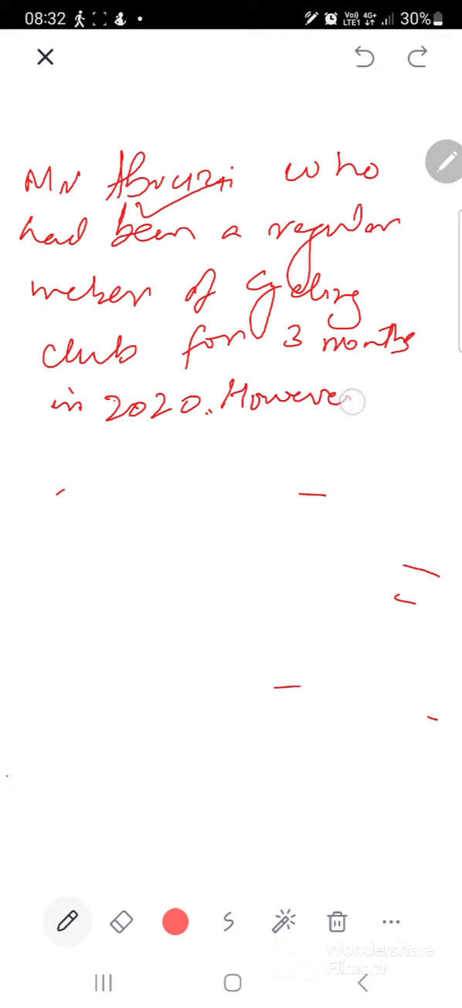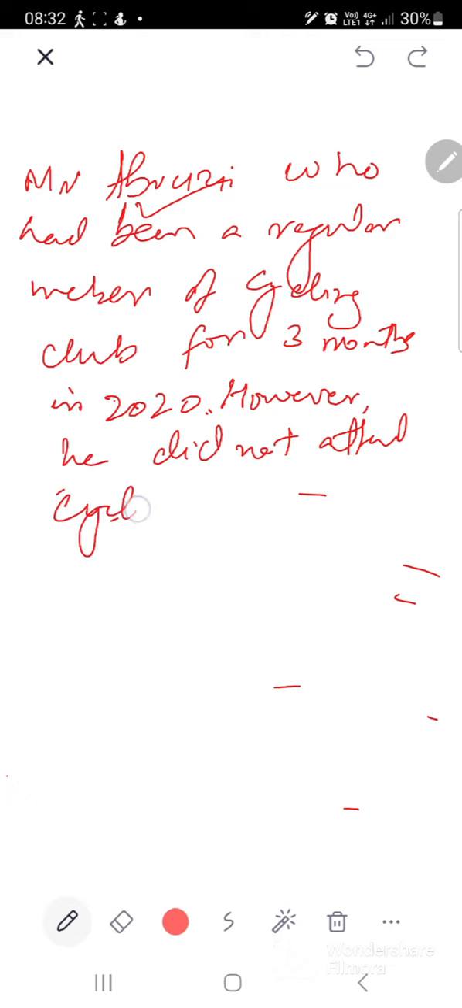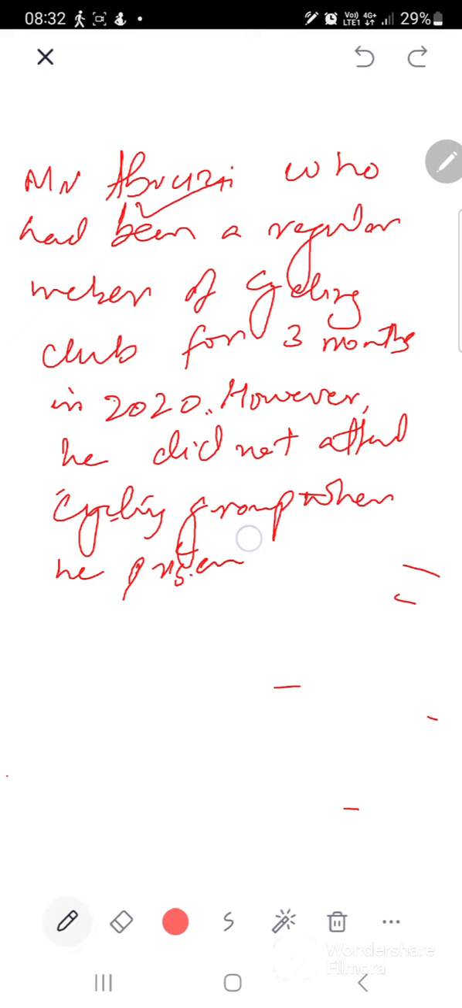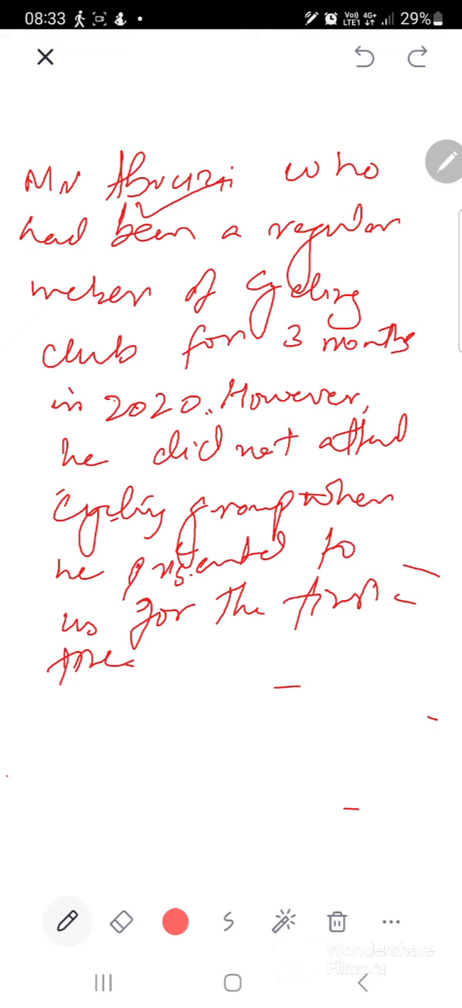However, he did not attend cycling club and he presented to us for the first time. So now you can see that I have used two tenses. Mr. Bruzy, who had been a regular member of the cycling club for 3 months, however, he did not attend. So two tenses together can be written in the body of the letter.